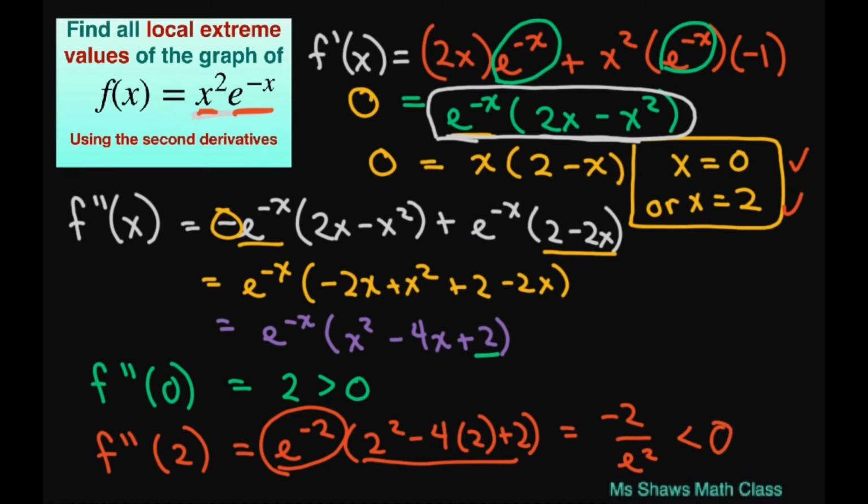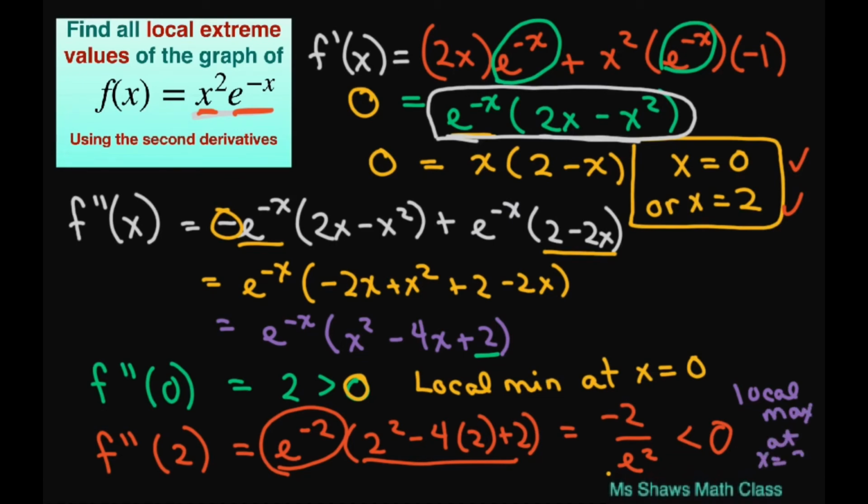Now, when you use second derivatives, if it's positive, it means it's a minimum value. So we're going to have a local minimum value at x equals 0. Since this is negative, this is going to be a local max at x equals 2.